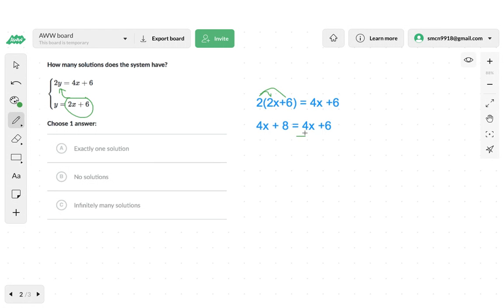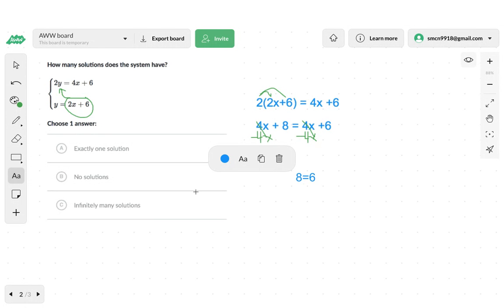Usually we want to move our x values first, so I'm going to subtract 4x on both sides. And what you're going to see happen here is they're going to cancel out. 4x minus 4x and then 4x minus 4x. So you're going to be left with 8 equals 6.